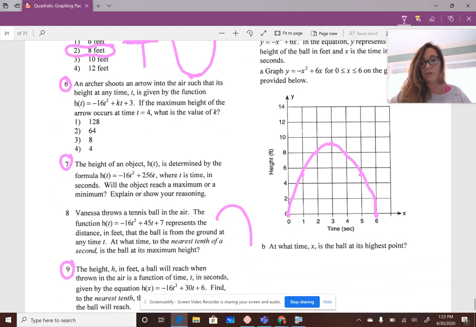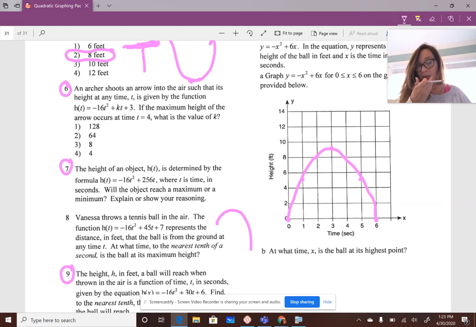Okay, so now, at what time is the ball at the highest point? Here it is, the vertex. 3 seconds. That's it.